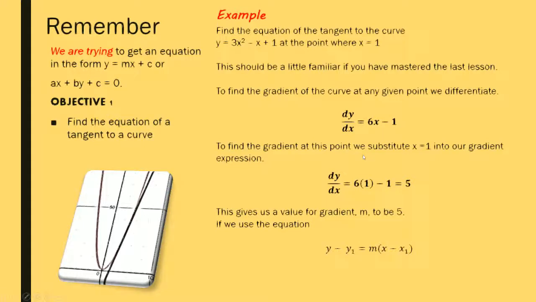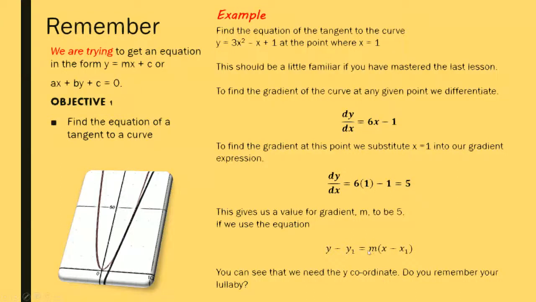And if we use the equation y minus y1 equals m upon x minus x1, which is the equation that we generally use for when we've got the gradient and 1 point on the line, we'll be able to find the equation of the line. However, you can see that we also need the y coordinate. We're missing the y coordinate. We've got x equal to 1. I'm going to need the y coordinate.